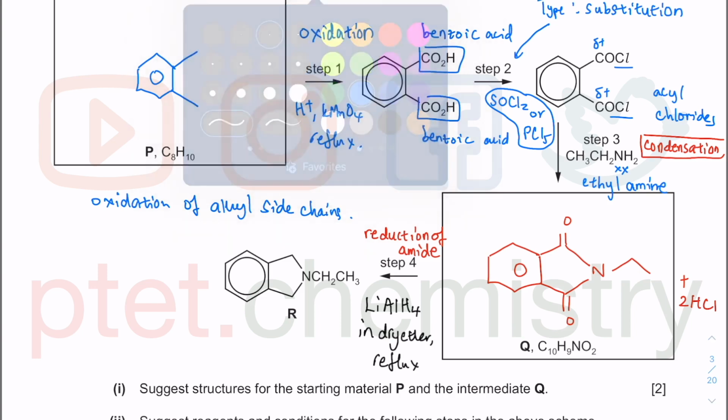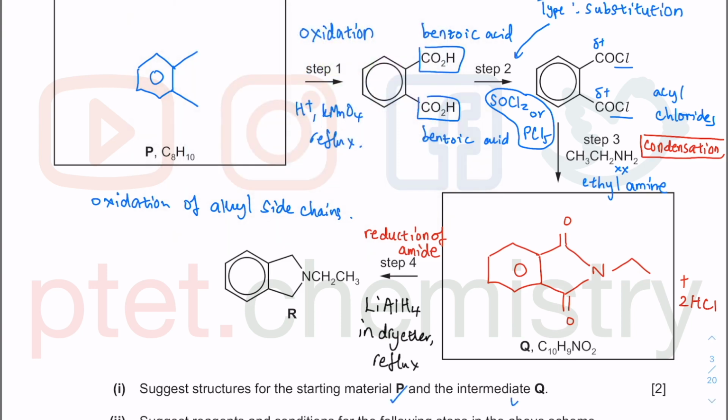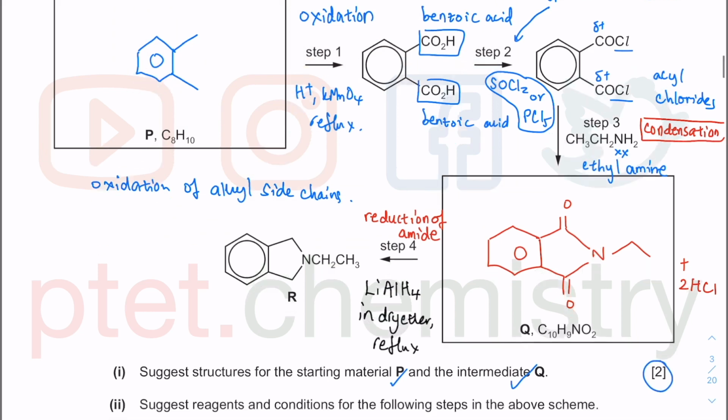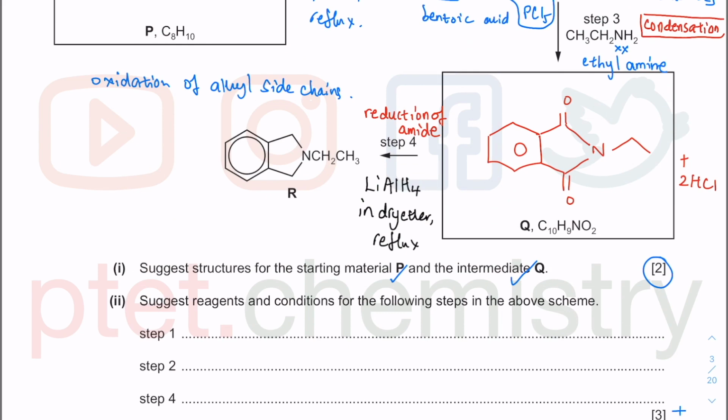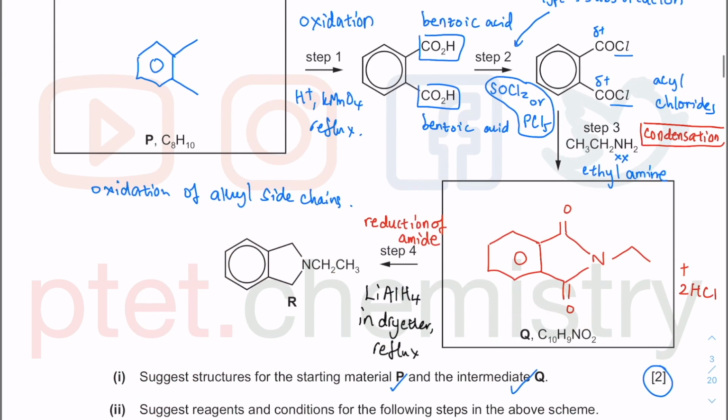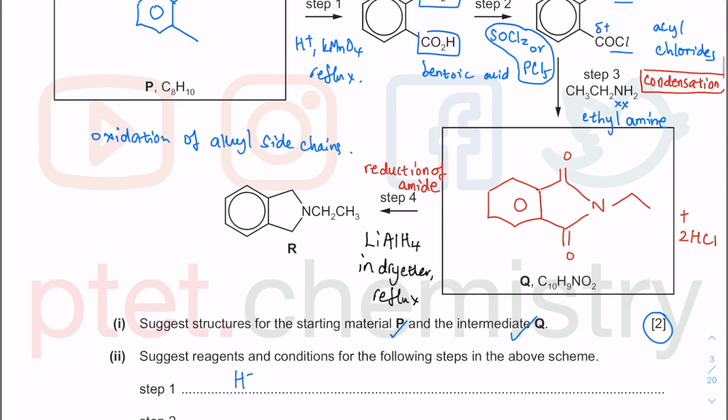Okay. Suggesting the structures for the starting material P and the intermediate Q, I already gotten the 2 marks there. Suggesting reagents and conditions for the following steps for the last 3 marks. Step 1 was your oxidation of alkyl side chain there. So I have decided to use the acidified KMnO4. And also the conditions, because as stated in the question, reagents and conditions, do not forget that.